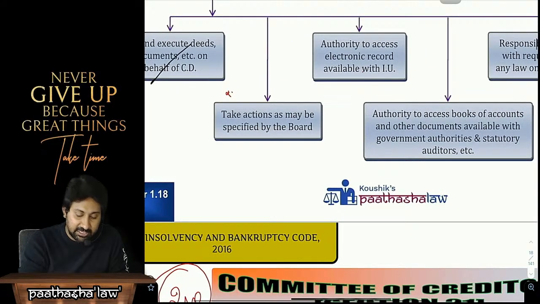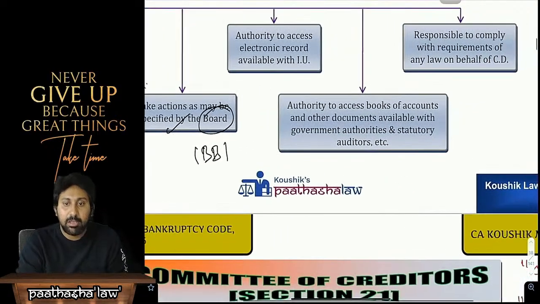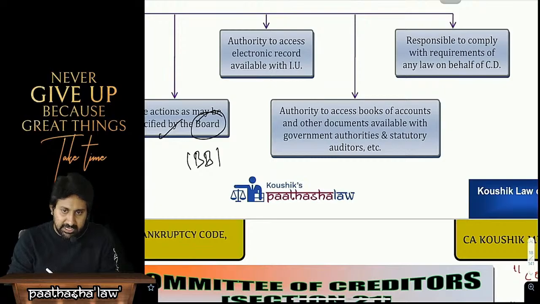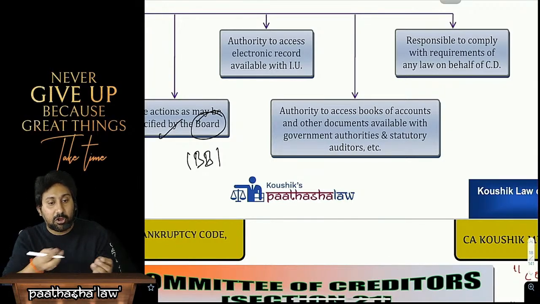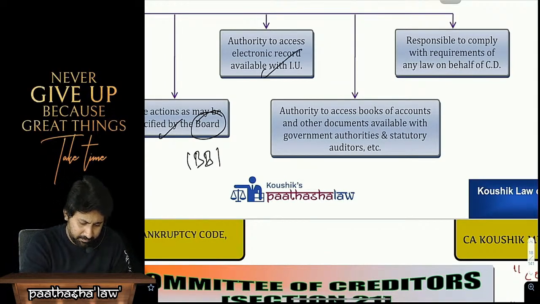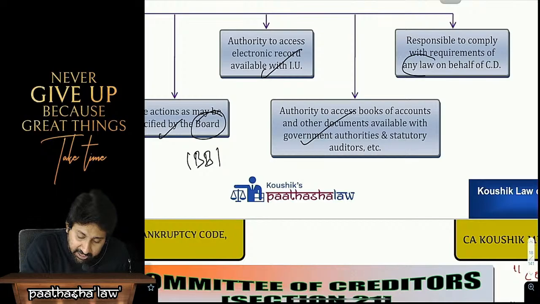Okay. Next, take any actions as may be specified by the Board. IBBI will give some instructions, and he has to follow them. Generally, electronic records of the information utility, access to the records of the government related to the company, PF documentation, etc. Everything was done by the board of directors. Now he has the authority to access the books of accounts, etc. And he also has a responsibility to comply with any law.